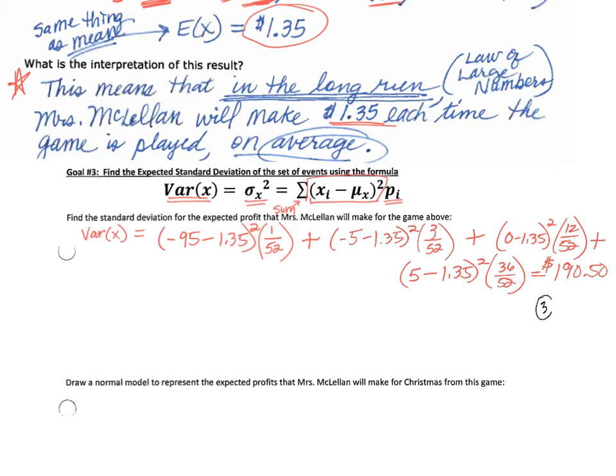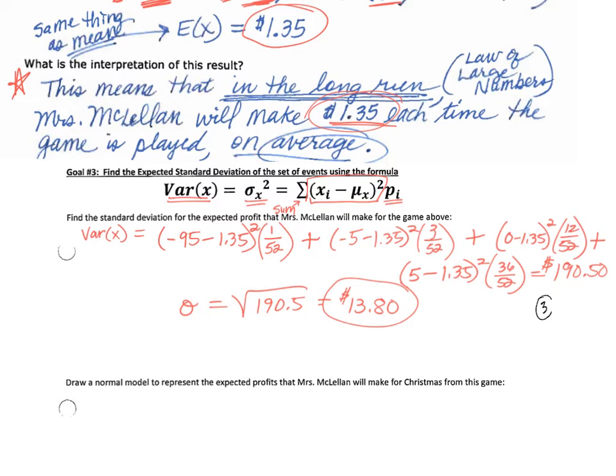Is that the standard deviation? It is not. That is not the standard deviation. How do I get the standard deviation? I'm going to square root that 190.5, and that comes out to $13.80. So that's the standard deviation, and $1.35 was the mean.